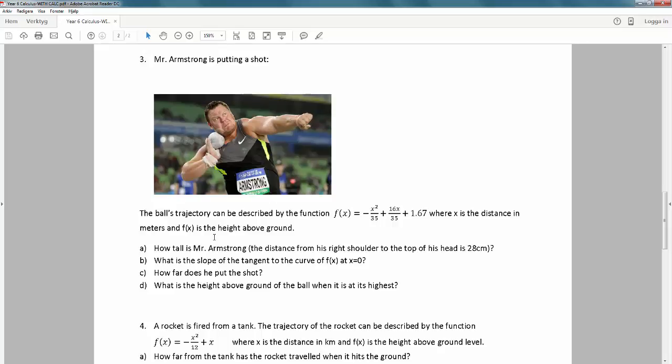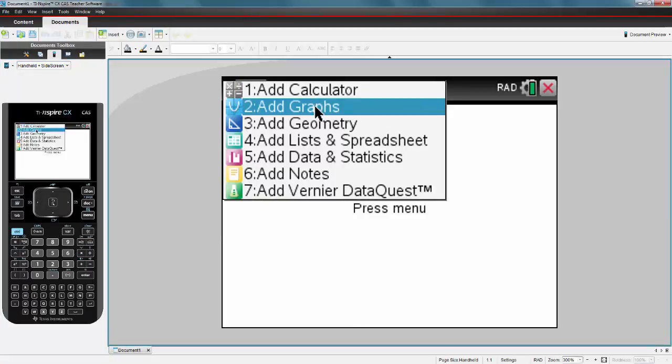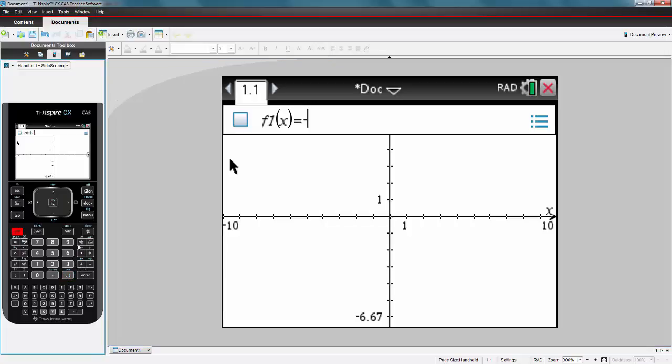First of all, what they would like to say is that this function is describing the ball when it travels through the air. Mr. Armstrong puts the shot, it starts to travel through the air, and then eventually hits the ground. This kind of path can be described with this function. So let's have a look at this function to start with and see how it looks, and then we'll go back and analyze what they're asking for.